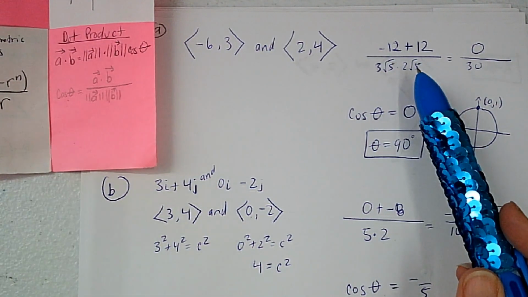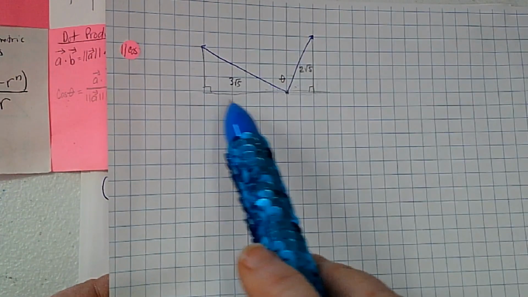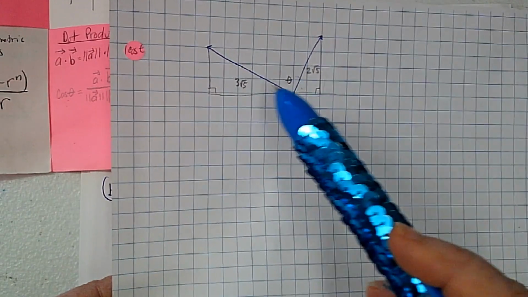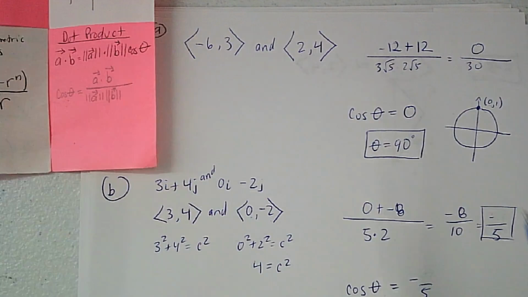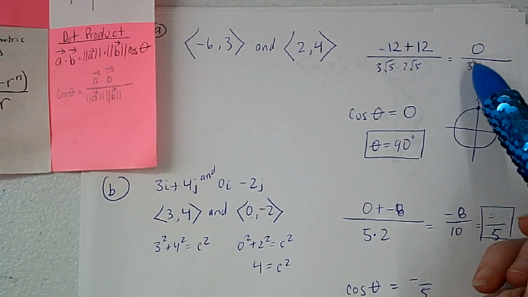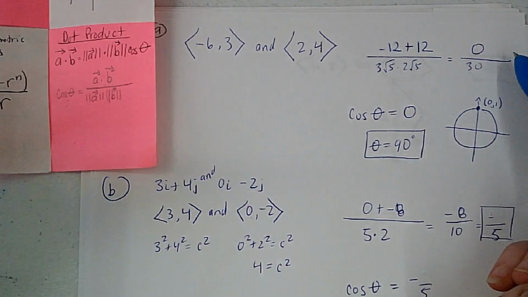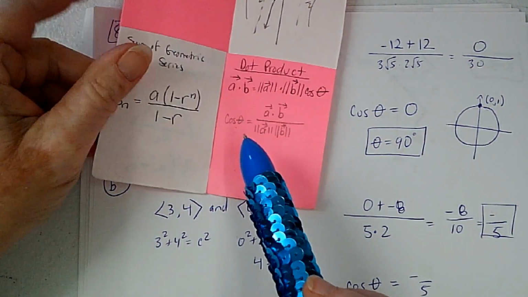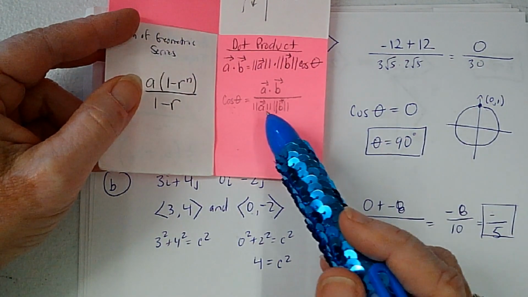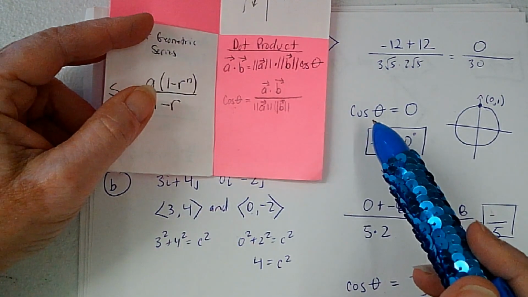Well, remember, luckily I already had those. And those came from the Pythagorean theorem, a squared plus b squared equals c squared. So it's 3 root 5 and 2 root 5. But I really didn't need to find those because negative 12 plus positive 12 is 0. And 0 over 30 is still 0. So now, according to this, cosine theta is the dot product over the magnitudes, so basically 0 over 30. So cosine theta is 0.